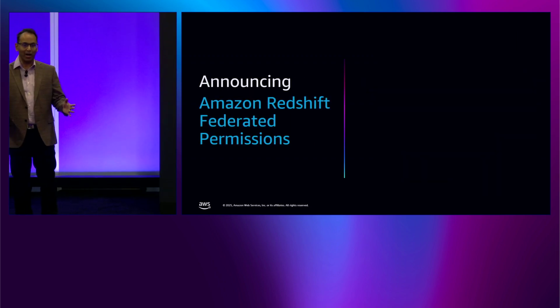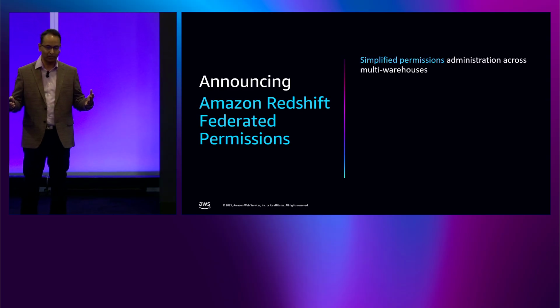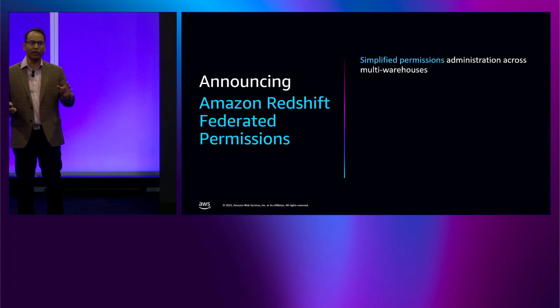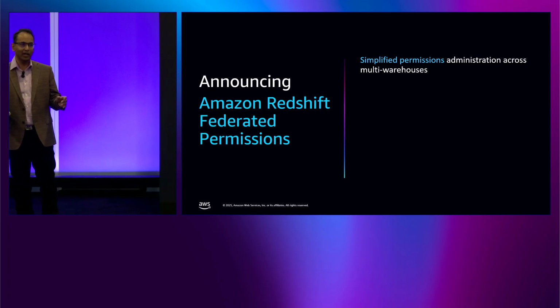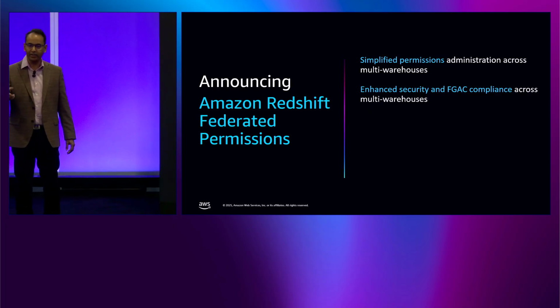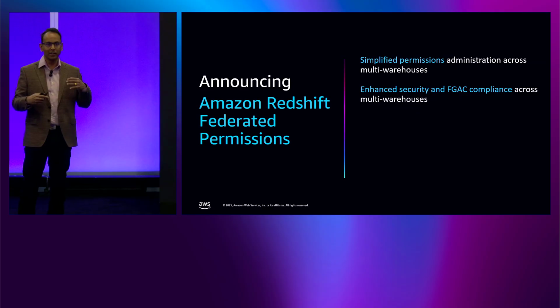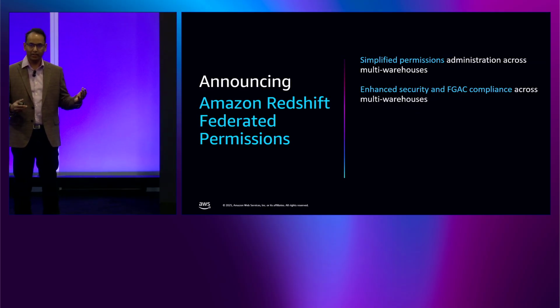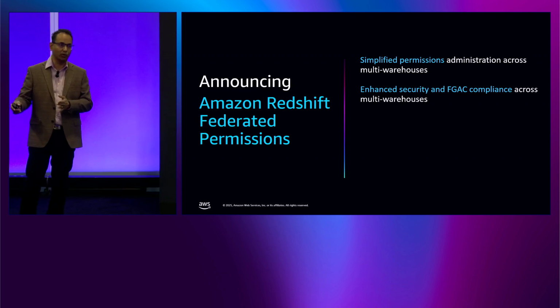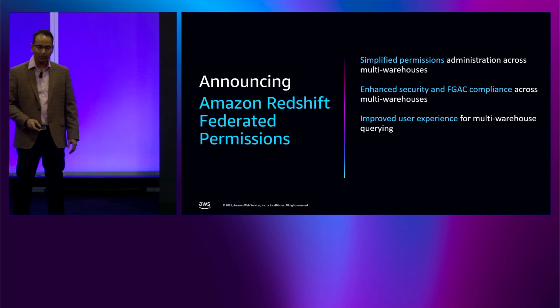So with that in mind, we are really excited to announce Amazon Redshift federated permissions. It provides simplified permission management across your multiple warehouses. You define your permissions once, where your data is, and it's enforced across all your warehouses. You can apply your existing Redshift permissions models, for example, fine-grained access models such as data masking, column level access, and row level access, and those will be enforced as you query in any different warehouse.